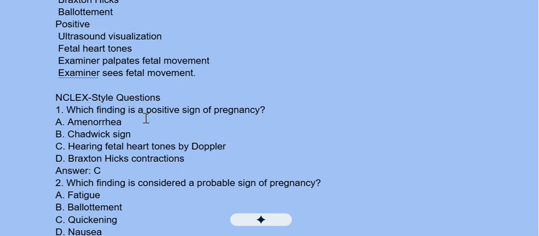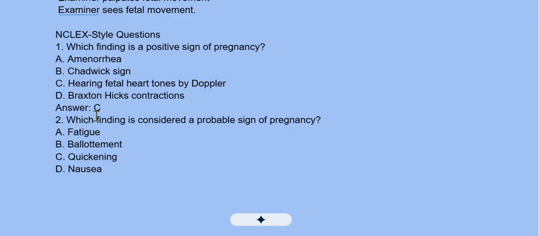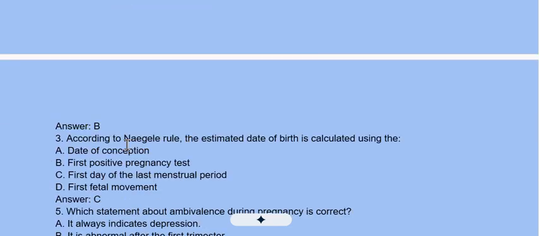1. Which finding is a positive sign of pregnancy? A. Amenorrhea. B. Chadwick sign. C. Hearing fetal heart tones by Doppler. D. Braxton Hicks contractions. Answer C. 2. Which finding is considered a probable sign of pregnancy? A. Fatigue. B. Ballottement. C. Quickening. D. Nausea. Answer B.